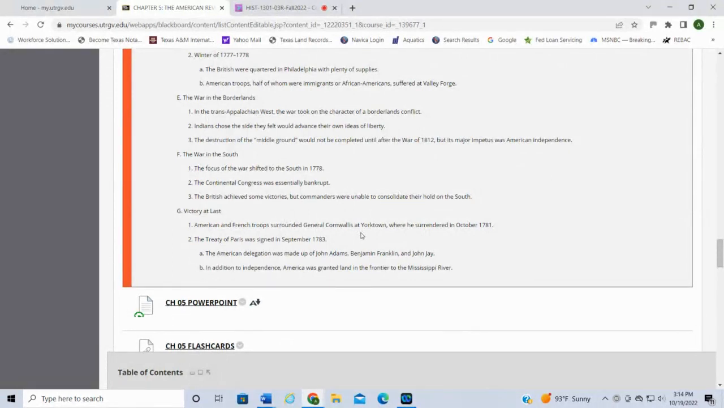the French surround Cornwallis, and ultimately the Americans are able to defeat him with a strong assist from the French. And then the Treaty of Paris was signed in 1783, which basically gave the Americans control all the way to the Mississippi River, from the East Coast all the way to the Mississippi River.